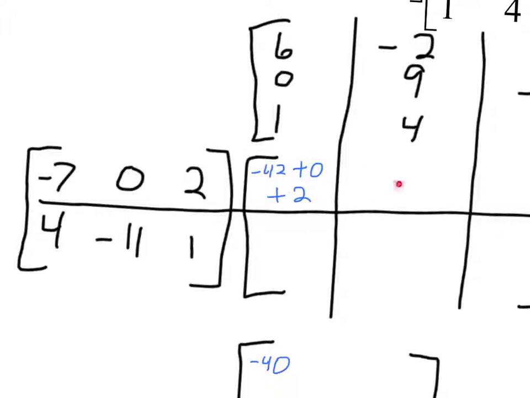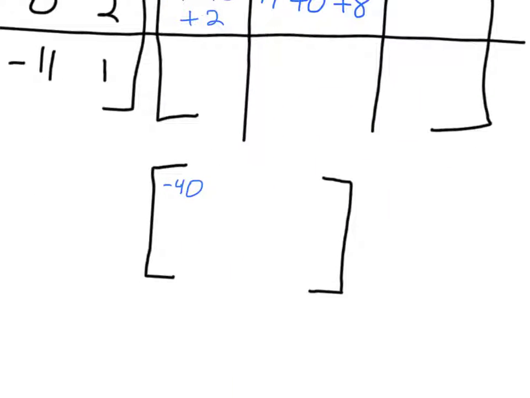And you can so clearly see you're going to be using negative 7, 0, and 2 again, but now you're going to be multiplying that by negative 2, 9, and 4. So first up, negative 7 times negative 2 is positive 14. 0 times 9 is 0. Watch out for those zeros. They turn everything to 0. And then lastly, 2 times 4 is 8. So plus 8. So 14 plus 0 plus 8 is 22.